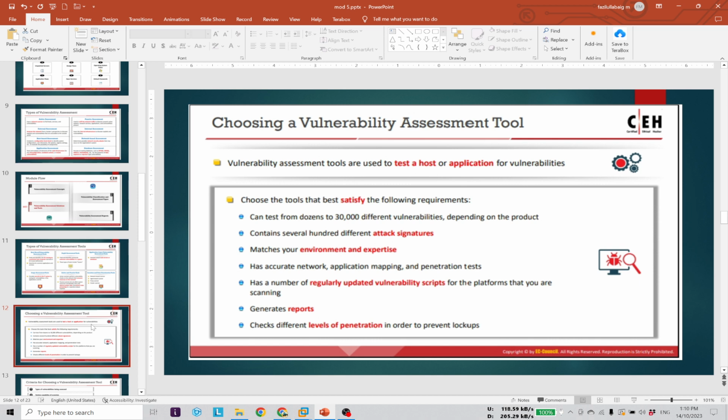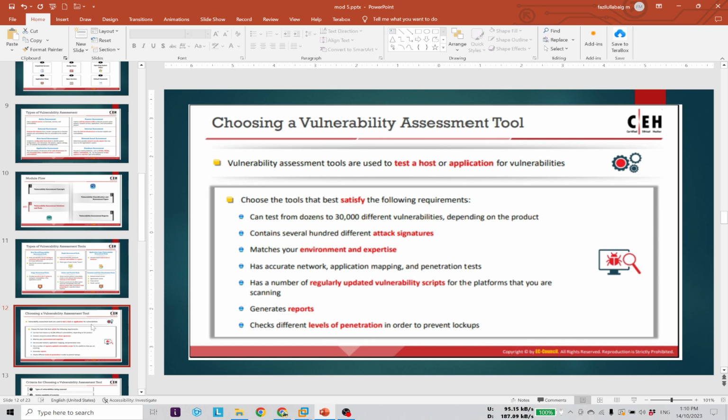Choosing a vulnerability assessment tool. Why should we choose a vulnerability assessment tool, and what are the requirements, on what condition do we have to choose one? Vulnerability assessment tools are used to test a host or an application for vulnerabilities. Choose the tools that best satisfy the following requirements. We'll see the requirements here.